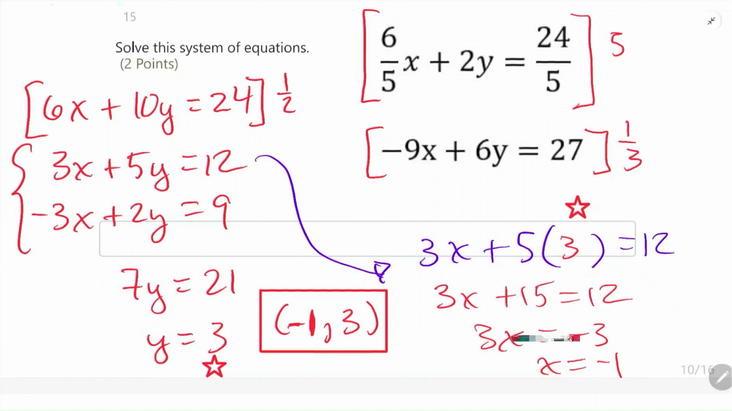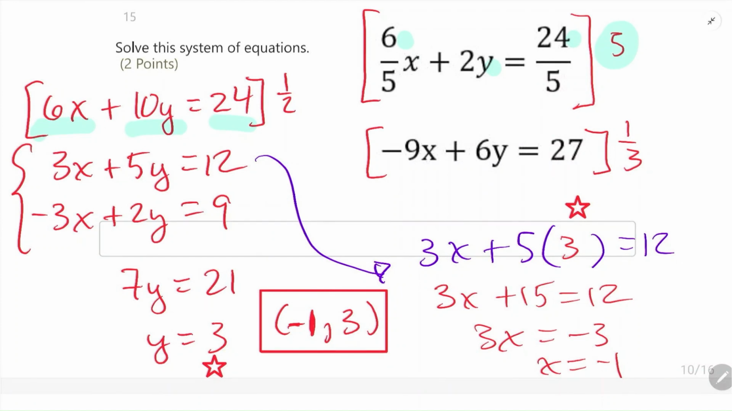If I hit every single one of these terms with a factor of 5, like 24 in the numerator times 5, all of my fractions go away. 6 times 5 divided by 5 times x becomes 6x, right? 30 divided by 5 is 6. 2y times 5 is 10y. And then 24 times 5 divided by 5 is 24. So that's getting rid of all the fractions.